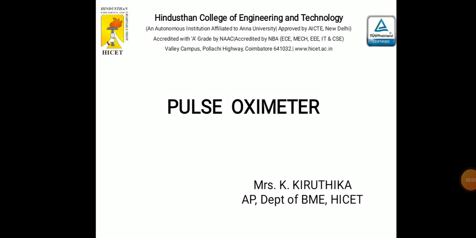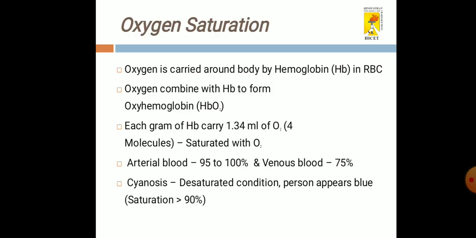Hello friends, in this session we are going to discuss the pulse oximeter. Oxygen saturation: oxygen is carried around the body by hemoglobin in RBCs. Oxygen combines with hemoglobin to form oxyhemoglobin. The chemical form is HbO2.